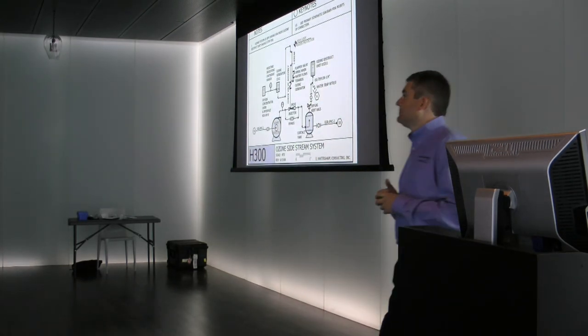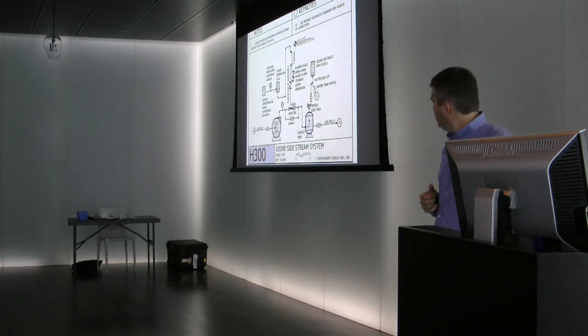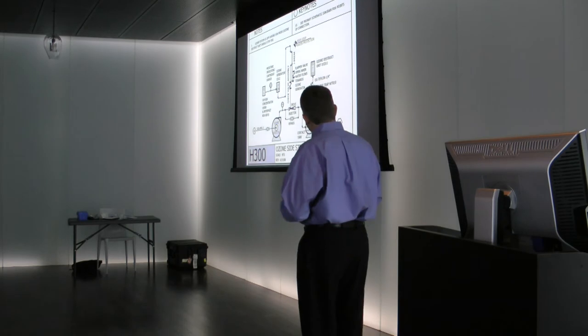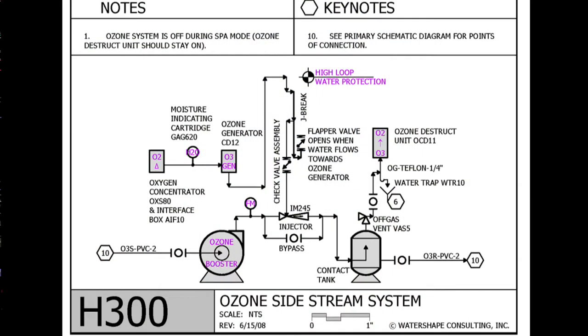Can you describe a little bit how the trap works, the ozone trap? The ozone trap. You're having a dry ozone destruct on this side here. There's the ozone destruct unit. It's really just like a bed of granular activated carbon. And as soon as ozone hits it, it just turns right back to oxygen.